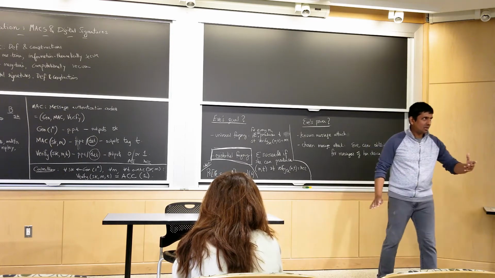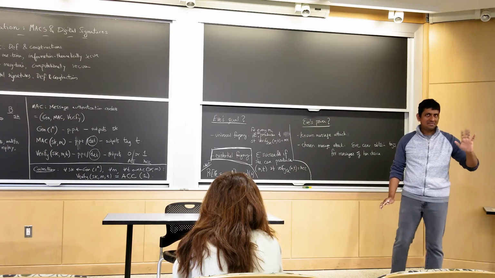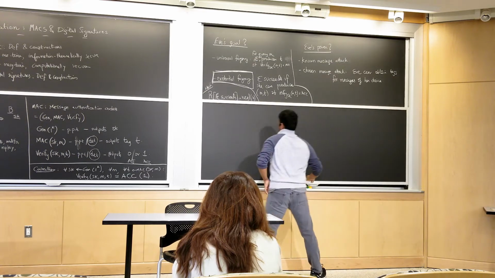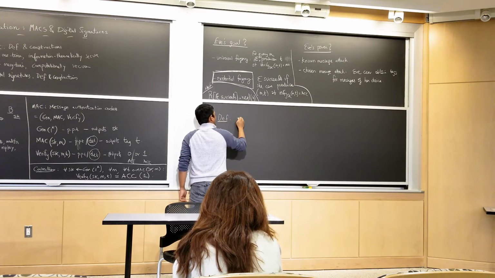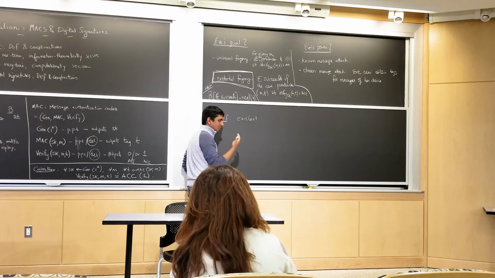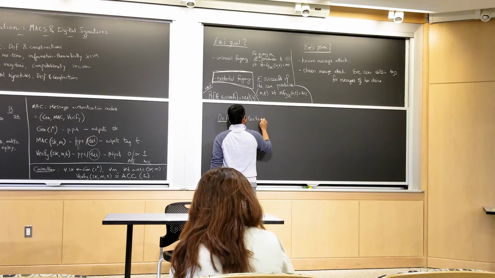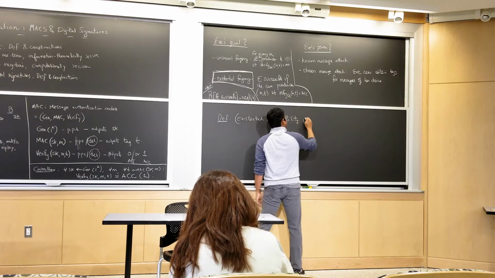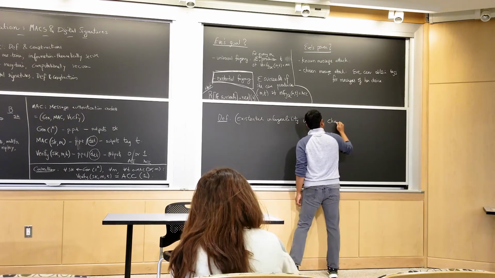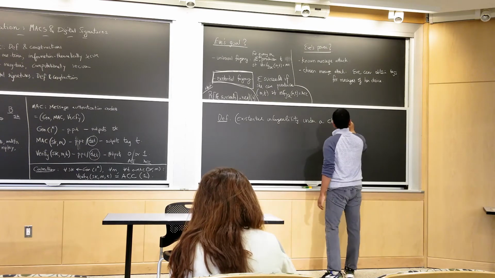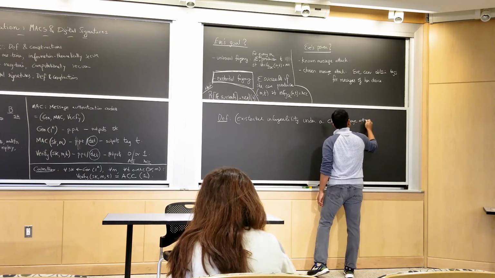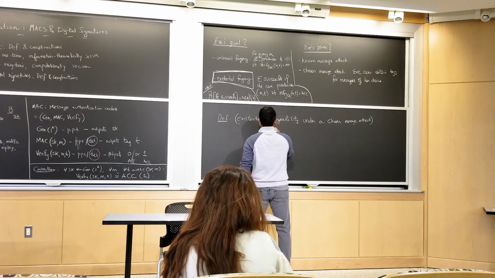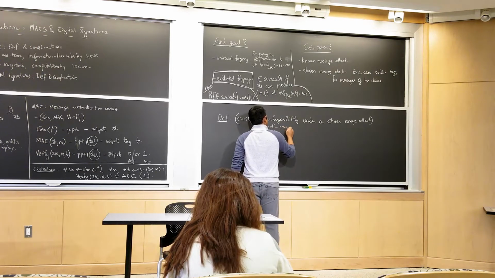So let's make it more clear. Questions? Let's make it precise. So this is a definition of existential unforgeability under a chosen message attack, or abbreviated UFA. It's a mouthful. I'll be tired by the time I write it.